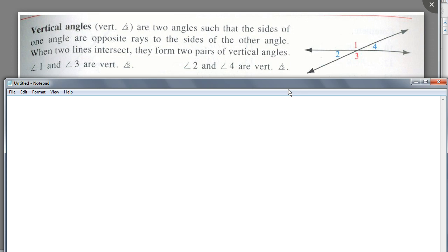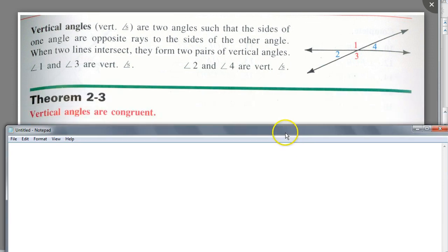For vertical angles, the theorem's going to tell us that the vertical angles are congruent. And this doesn't need a name because the theorem is really short. Watch this theorem. I think you're going to like this one. Simply, vertical angles are congruent. So write it down. And we're going to, of course, prove this.